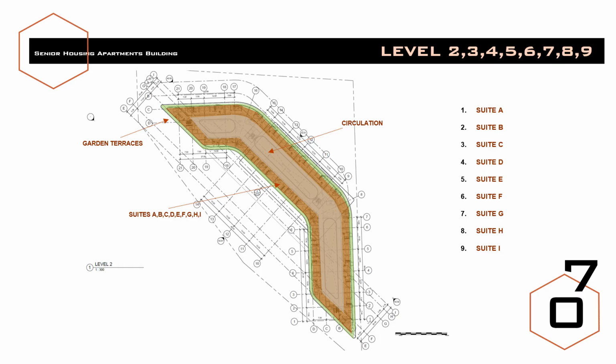This is the second level. The second level includes garden terraces to make the connection with the green areas. All units have a connection with the green areas. We have nine suite types, from A to I. We have different suite types, designed to offer a variety of layouts and sizes to meet the needs of different residents.